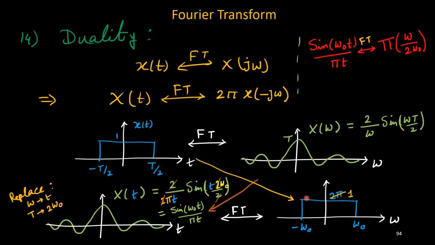This is very useful, especially to design filters. You'll see this spectrum is close to an ideal low pass filter. If I say omega naught is the cutoff frequency, then this is one low pass filter. So for an ideal low pass filter, its impulse response should be sine omega naught t upon pi t, right?